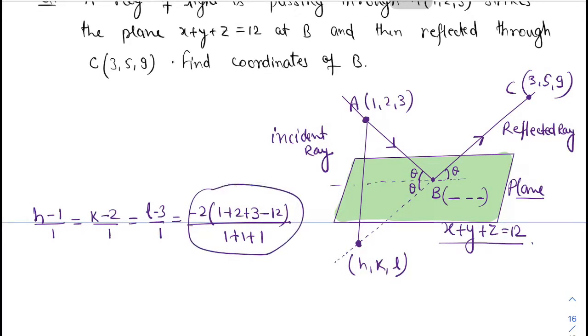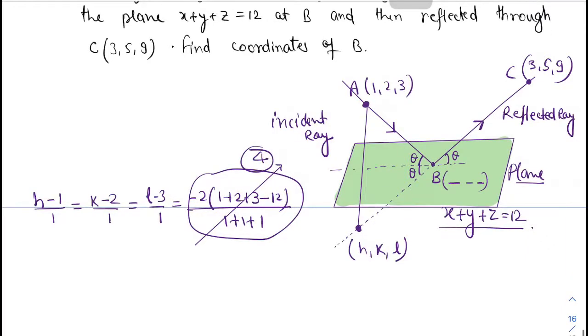This whole thing comes out to be 1 plus 2 plus 3 is 6, minus 12 is minus 6, into minus 2, that is 12 upon 3. 12 upon 3 is 4. So by comparing these three terms with 4, I get h equal to 5, k equal to 6 and l equal to 7. So this image comes out to be (5, 6, 7).